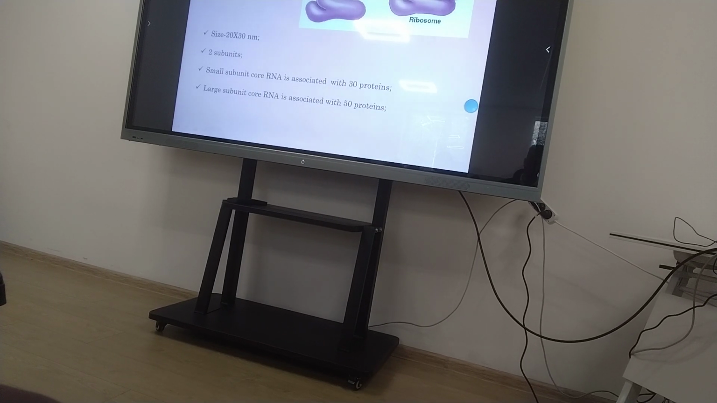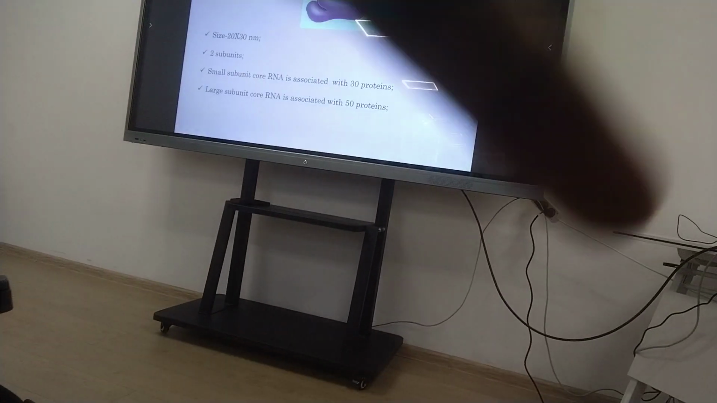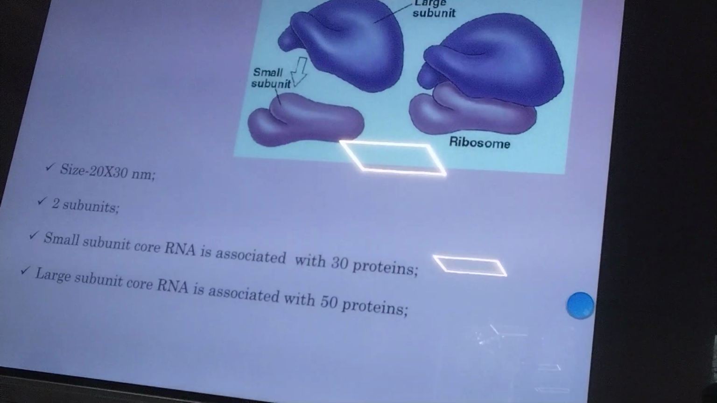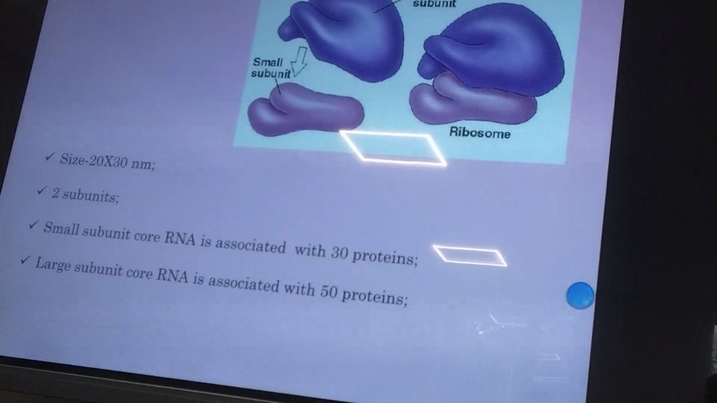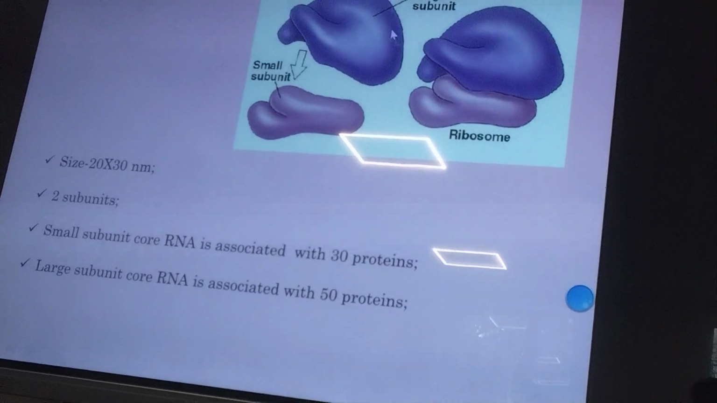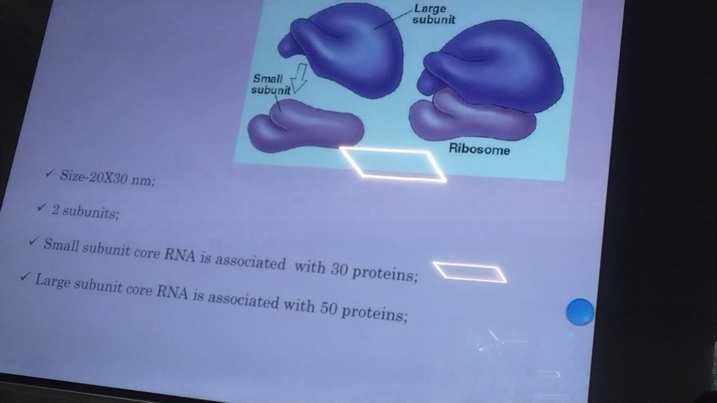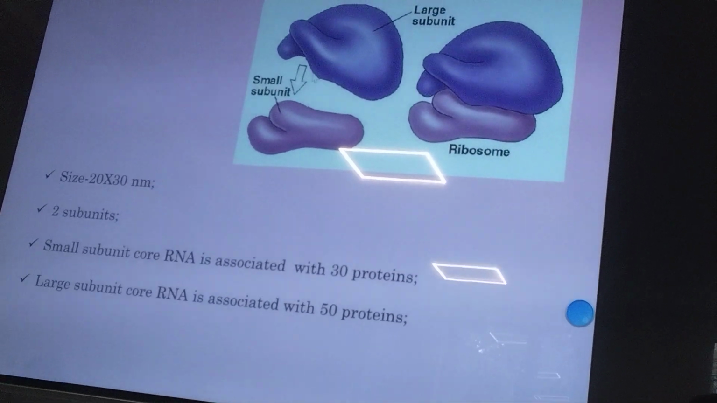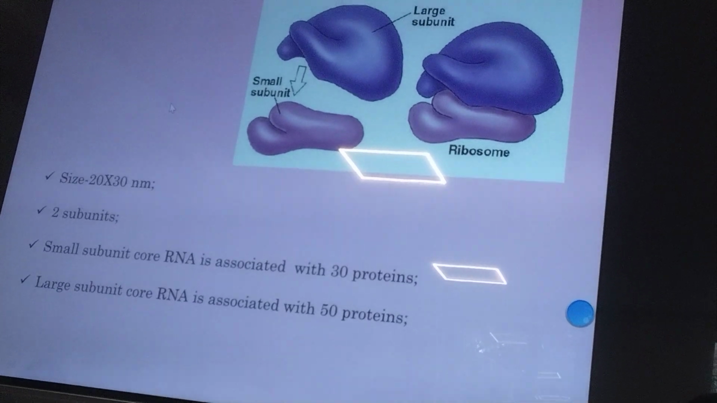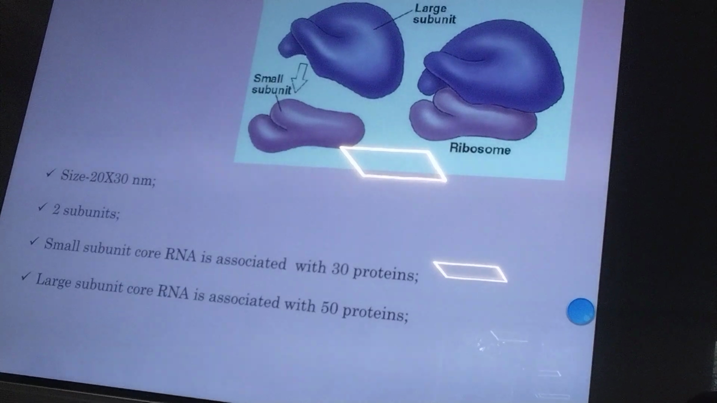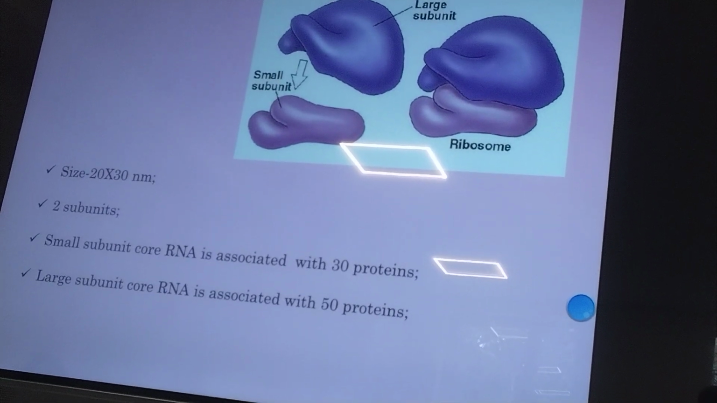So we have a large subunit on the top and a small subunit on the base, okay? The small subunit RNA is associated with 30 proteins, and the large subunit is associated with 15 proteins. So how does the protein synthesis occur between those subunits, right? From the 5' to the 3' end.